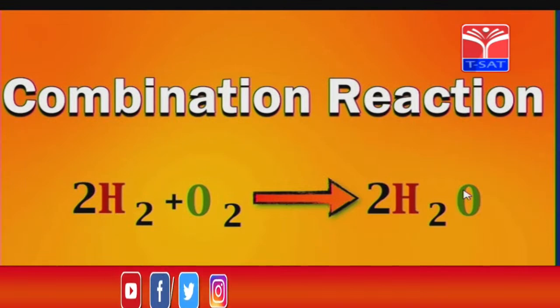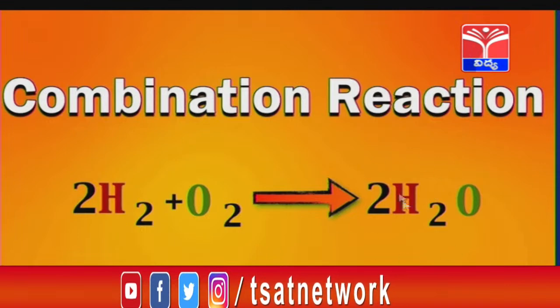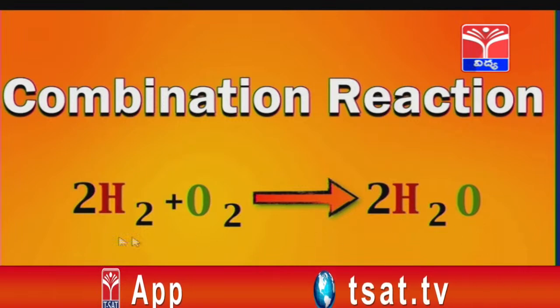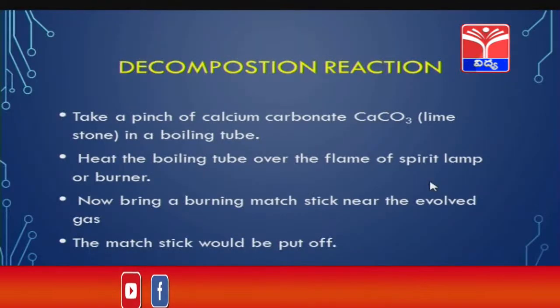One more example, children. Hydrogen, when it is burnt in oxygen, we get water. We can also call it hydrogen monoxide. So, hydrogen and oxygen are reactants. They completely react with each other to form water. Now, the next type of chemical reaction is decomposition reaction.